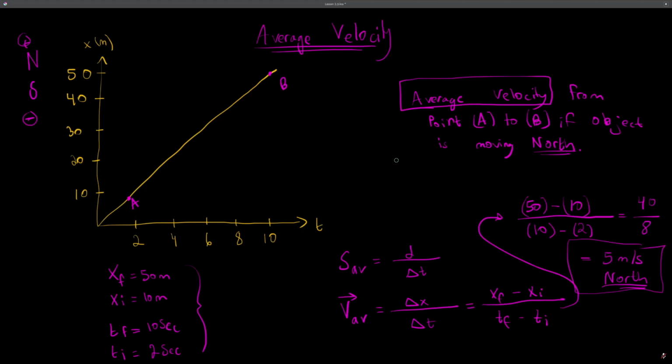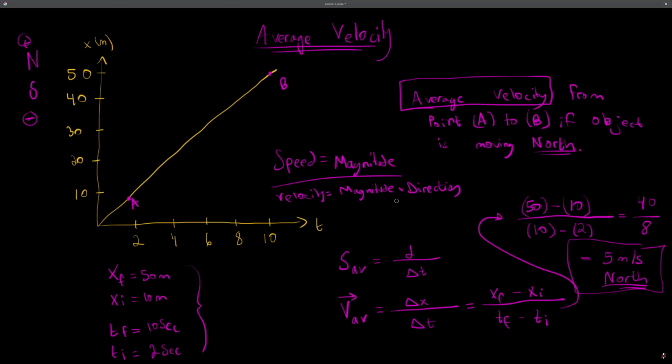So just for a quick recap, the average speed, so speed is equal to magnitude plus nothing, only the magnitude, and velocity is equal to magnitude plus the direction.